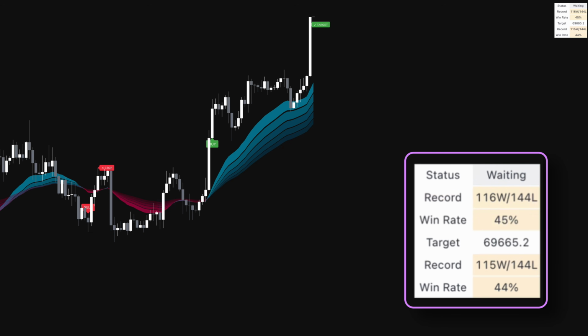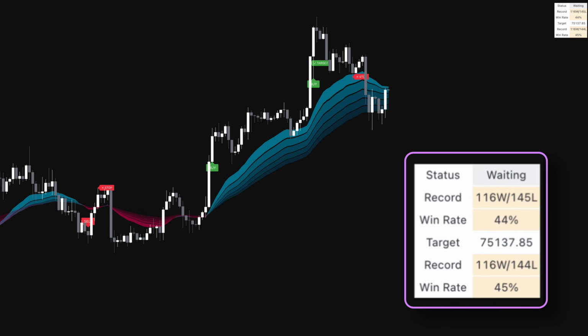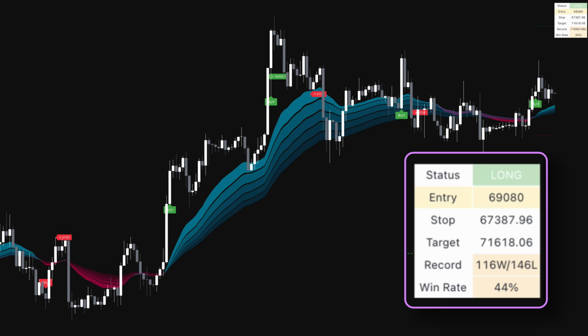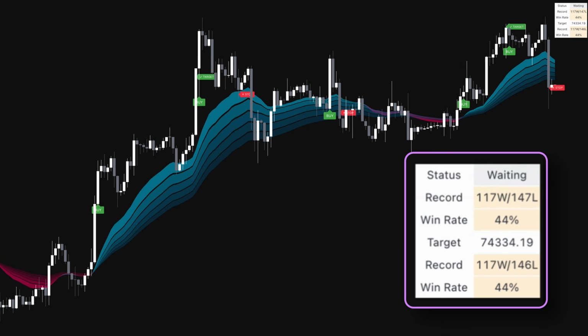The performance tracker in the top right updates in real time, displaying win-loss records and success rates with color-coded visualization. The statistics update as each trade closes at stop or target, providing ongoing performance data that guides adjustments to sensitivity or risk settings.